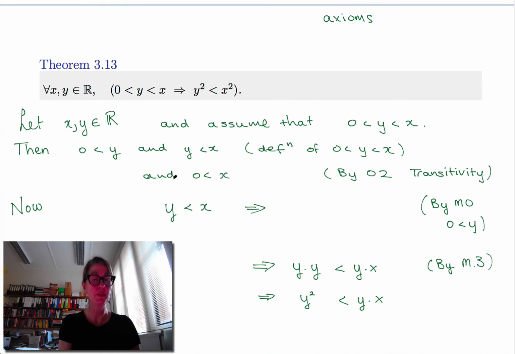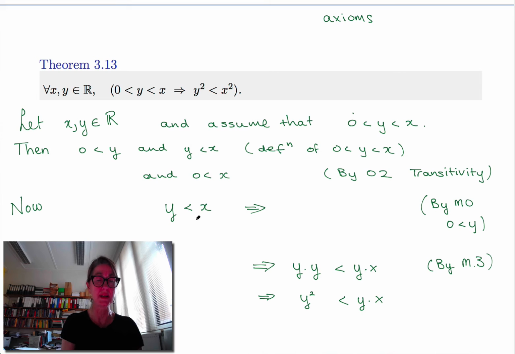And we can also pull out that 0 is less than x, and that's by the order axiom O2, transitivity. So that just says if you've got a string of these inequalities, then you can compare parts of that string without including the thing in the middle. So we've got 0 is less than y is less than x, and 0 is less than x. So now I'm starting off with one of these parts of this statement.